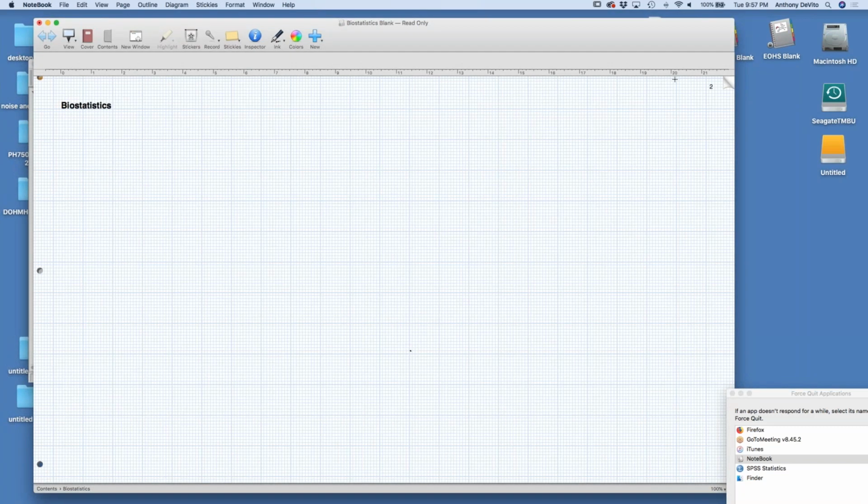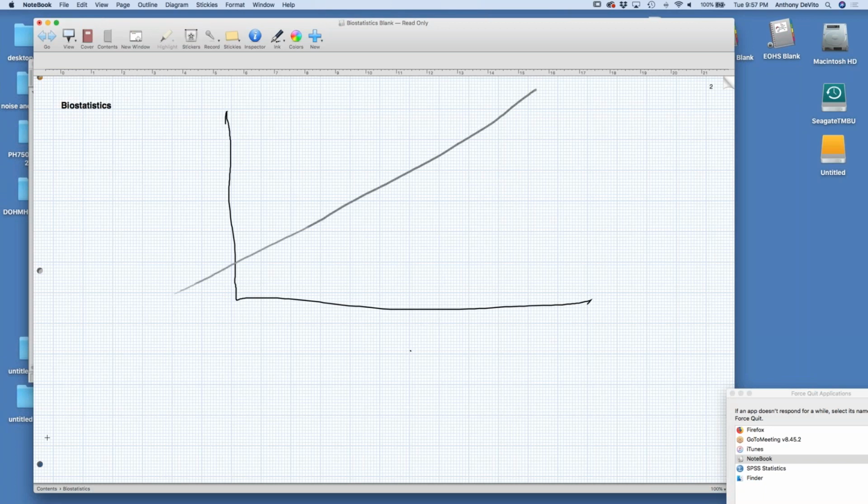Okay, and this idea of a line. In other words, we want to create a line. I'm going to make an X and a Y axis here. We want to create a line, right? Here's our line, that represents the best fit that we were looking at. And we want to know the formula for that line.